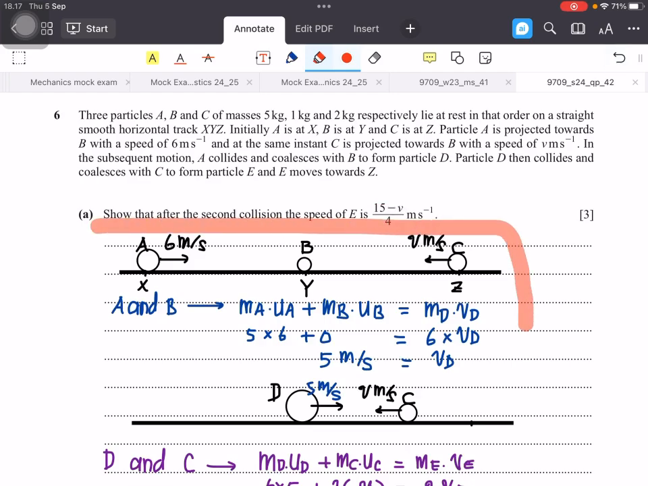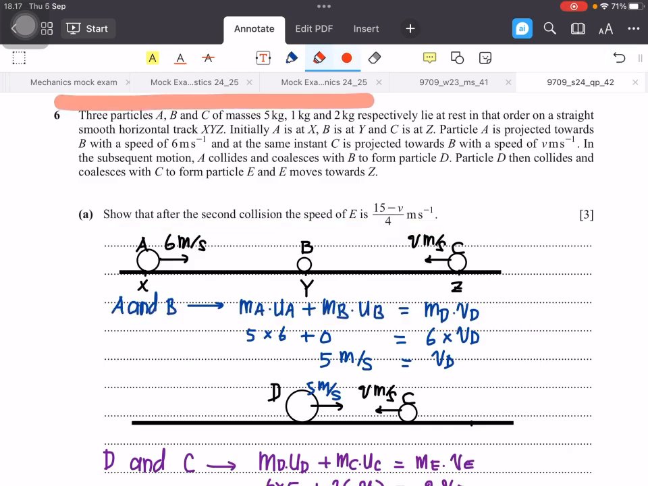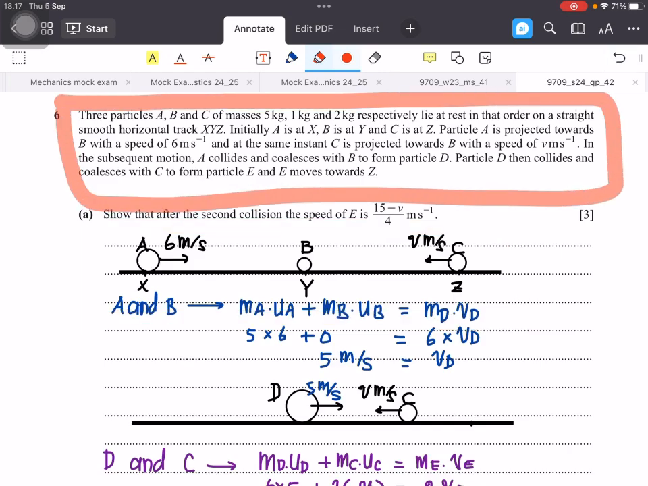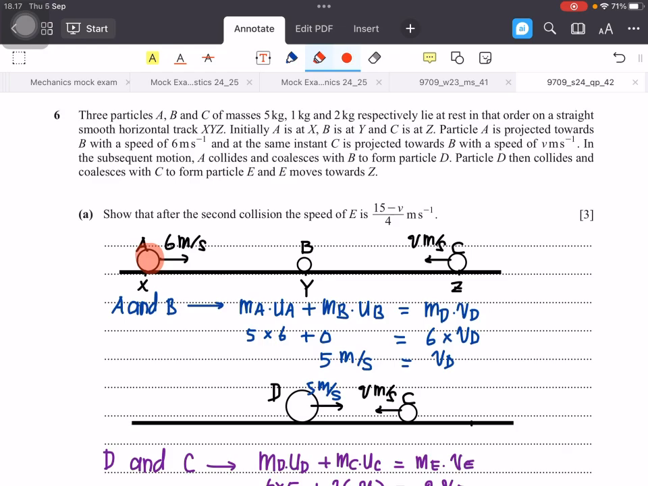So this is the diagram to describe the situation stated in the question. So we have three particles A, B, and C. A moves toward B with speed 6 meters per second. B is at rest, and C moves with speed V meters per second, also toward B.